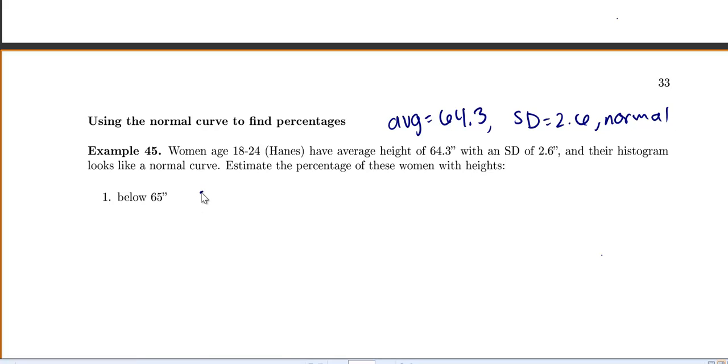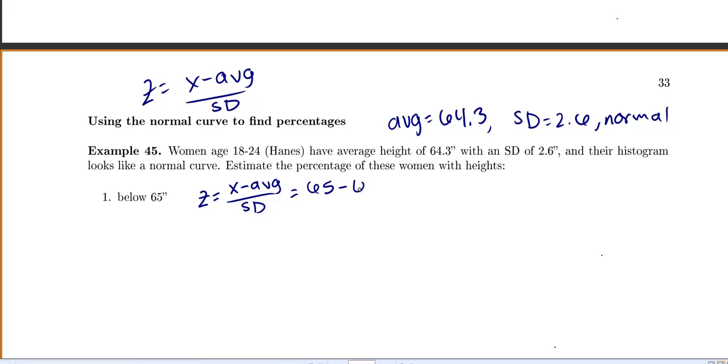The first thing we're going to do is standardize. Find the standard units. How many standard deviations are they above or below the average? So let's write our formula up here. Z equals X minus the average divided by the standard deviation. So X is 65 minus my average of 64.3 divided by my standard deviation of 2.6. So this gives me 0.269.